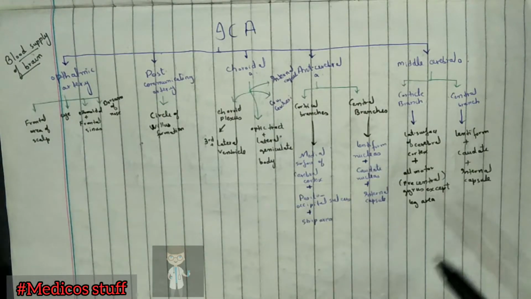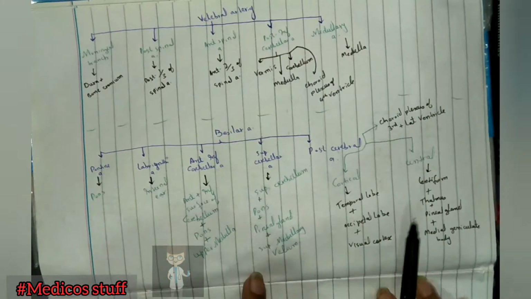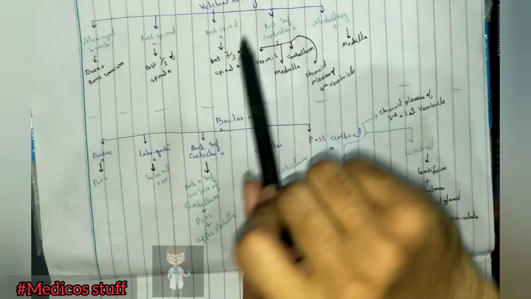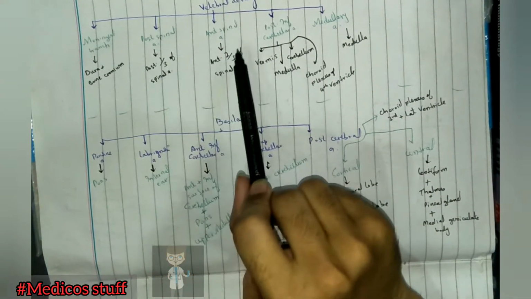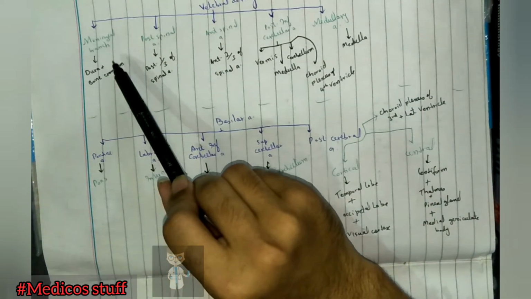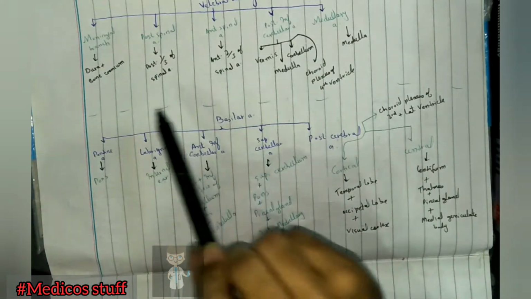So it was all about the internal carotid artery, the main supply of the brain. Next, the vertebral artery and the basilar artery. The second main artery is the vertebral artery. The vertebral artery is divided into different branches like the meningeal branch, posterior spinal artery, anterior spinal artery, posterior inferior cerebellar artery, and medullary artery. The meningeal branch supplies the dura mater and the bony cranium.